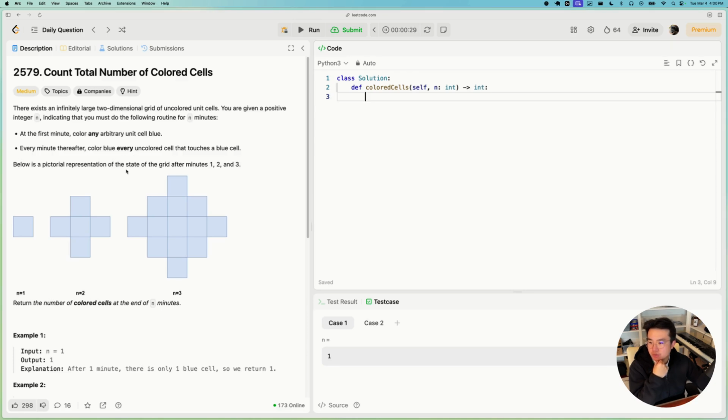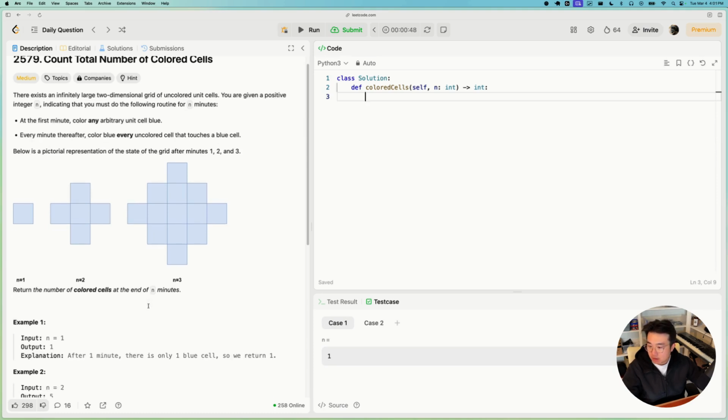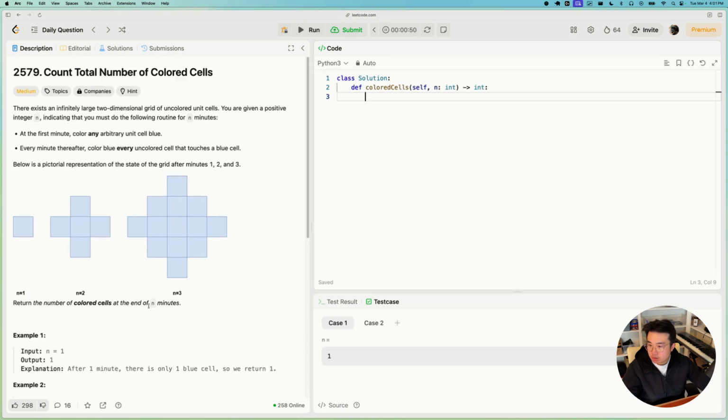Below is a pictorial representation of the state of the grid after 1, 2, 3 minutes. Okay, just off reading that, that's kind of like a BFS, right? Return the number of colored cells at the end of n minutes.